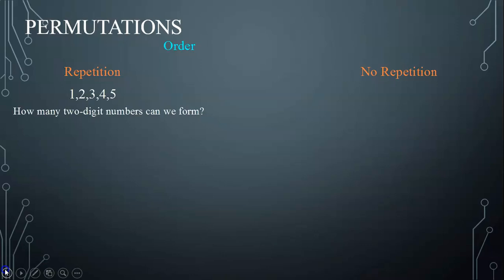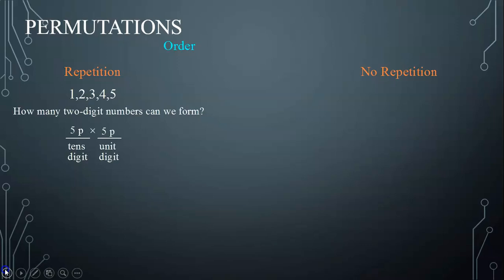And we have repetition because two-digit numbers can have repeated digits like 11, for example. So a two-digit number is formed by a tens digit and a unit digit. For the tens digit, I have 5 possibilities, as I have 5 total digits I can choose from. For the unit digit, I also have 5 possibilities as repetition is allowed, so I still have the choice to choose either one of the given digits.